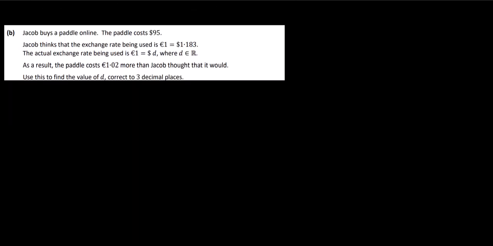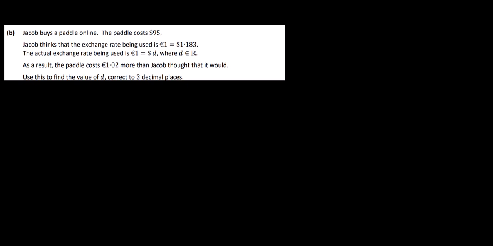Let's look at part B. Jacob buys a paddle online. The paddle costs $95. Jacob thinks that the exchange rate being used is €1 is equal to $1.183. The actual exchange rate being used is €1 is equal to D dollars. D is real. As a result, the paddle costs €1.02 more than Jacob thought that it would. Use this to find the value of D correct to 3 decimal places.